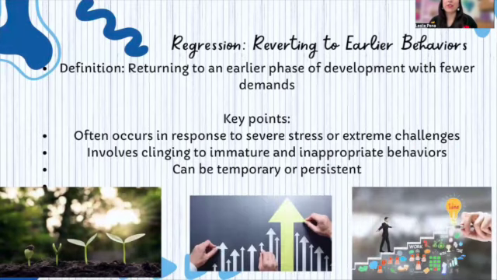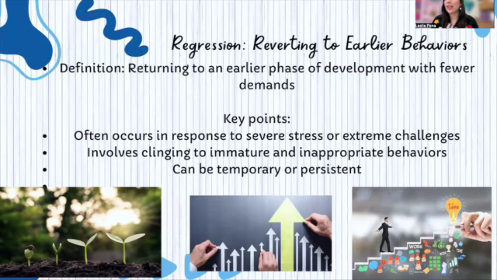Then we have regression. So regression is reverting back to earlier behaviors. This is returning to earlier phases of development with fewer demands. This often occurs in response to severe stress or extreme challenges. It involves clinging to immature and inappropriate behaviors and can cause temporary or persistent distress. Now, I like to think about this. It's not as regressive as you may think.